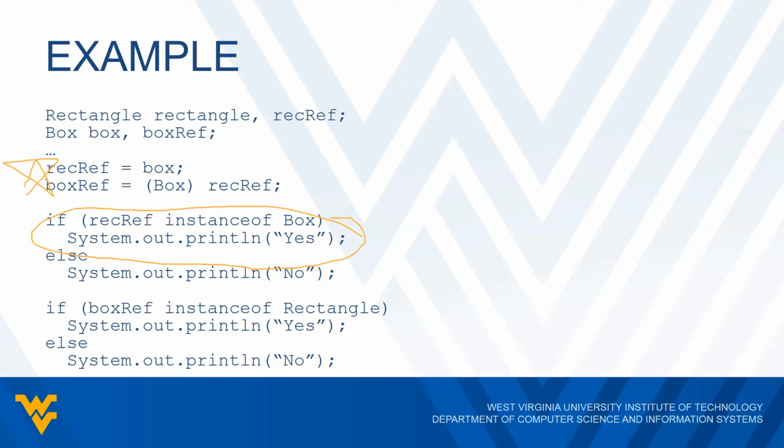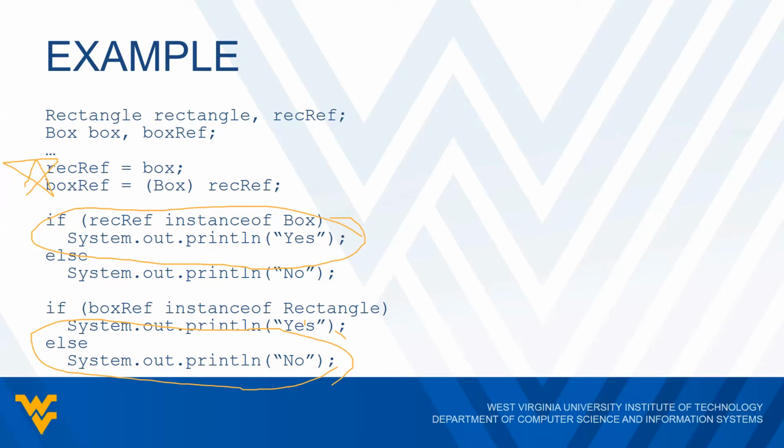Now, what about the second if-else statement? Here we're checking, is boxRef an instance of the Rectangle class? Well, we would see that boxRef is pointing to recRef, but that is pointing to an instance of the Box class. So no, boxRef is not pointing to an object of the Rectangle class, so it's not an instance of the Rectangle class. Therefore, we're going to go to the else part, and we're going to execute this line here, which is going to print a no.